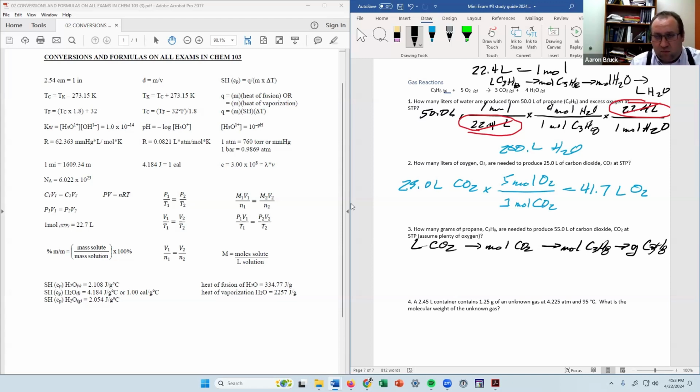So for this, I'm going to need a more traditional stoichiometry. So 55.0 liters of carbon dioxide. I can still use the Avogadro step, 22.4 liters in one mole. And now I need to do more traditional stoichiometry. So I've got to go moles of carbon dioxide into moles of propane. Carbon dioxide's coefficient is 3, propane's is 1.